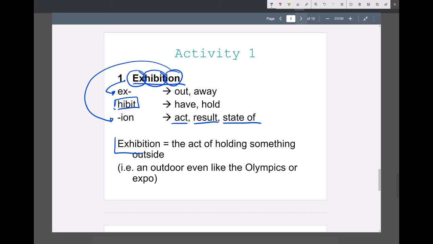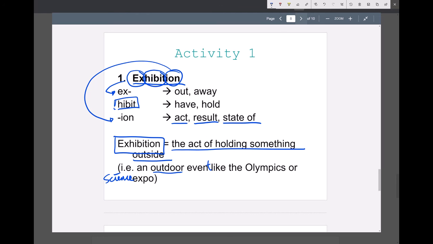So put them together. Exhibition means the act of holding something outside. An example of this would be an outdoor event, such as the Olympics or the Science Expo.